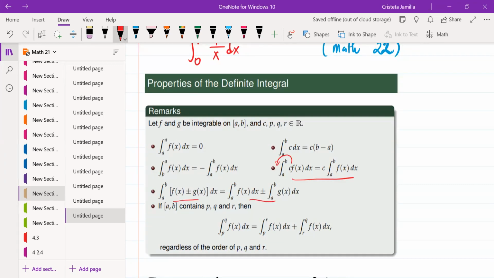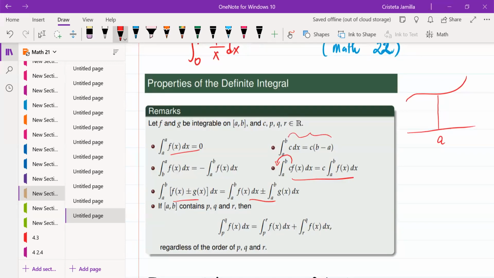Next, we have here the integral of f from a to a. So from a point to itself is always equal to 0 since the area that will be formed under the curve is non-existent. So it's just a line here and the area of this one is 0.